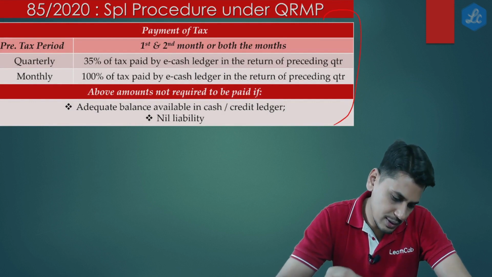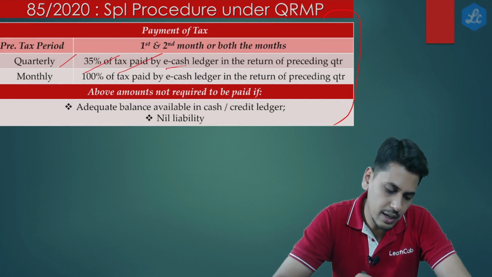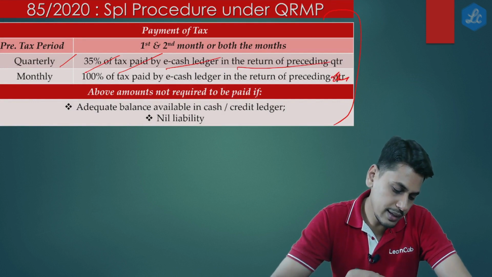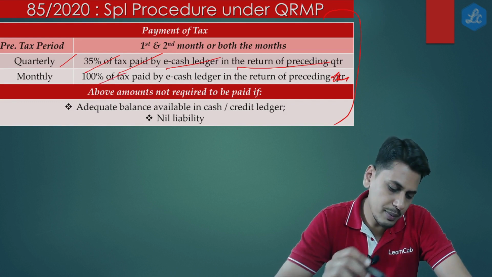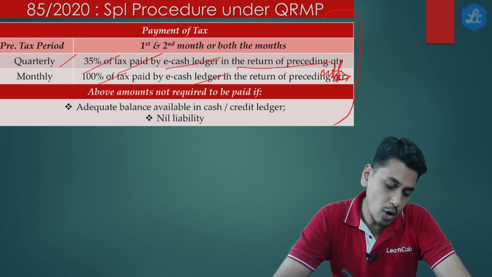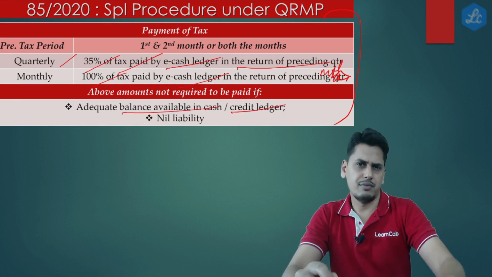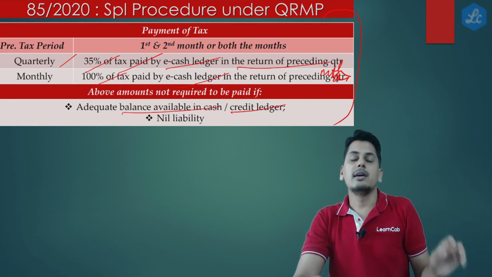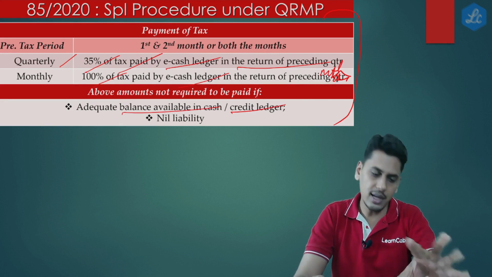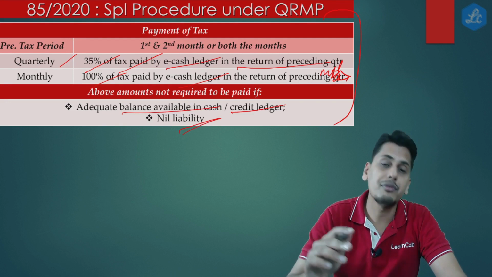What we have seen, there's a special procedure. If the preceding tax period is quarterly, 35% of tax paid by debiting the e-cash ledger in the return of the preceding quarter. If the preceding tax period was monthly, 100% of tax paid by e-cash ledger in the return of the preceding month. The above amount is not required to be paid if adequate balance is available in the cash or credit ledger. We have discussed a case of cash ledger. If the very same adequate balance is available even in the credit ledger, still you need not deposit any additional amount. And in case of nil liability.